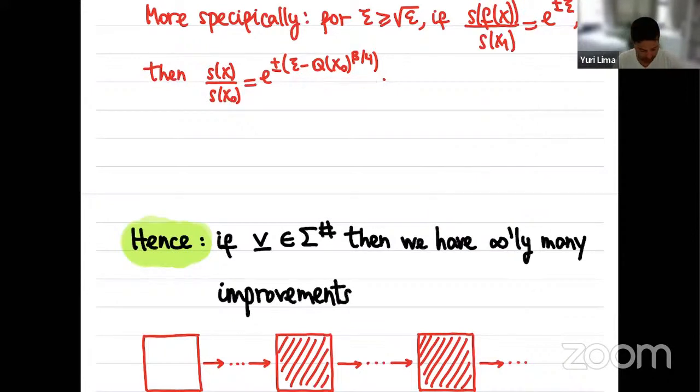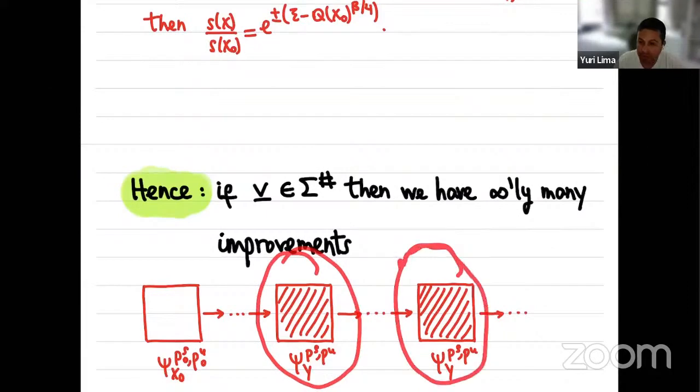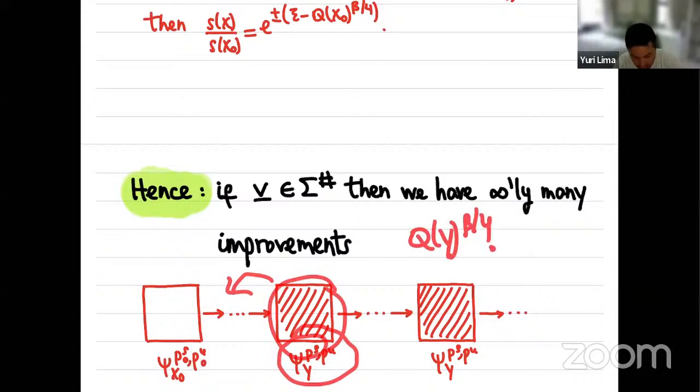And why is this good? Because if you know that in the far future, you see the same double chart infinitely often, then as you try to understand S of x over S of x0 at the 0th position, you could do it starting with the ratio of the S parameters at this position, and then apply this improvement lemma going back to the 0th position. And then you will see one single improvement if you go from here to here. The single improvement is at least of the order q of y to the beta over 4.